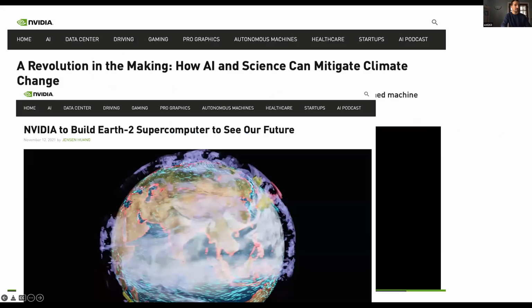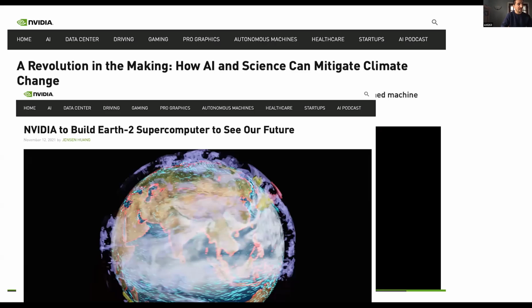But the interest is there, and for example, even companies like NVIDIA are building computers with the objective of emulating climate problems. So there is a lot of effort right now, despite these challenges, to use these tools, because there is so much data that it's worth a try.